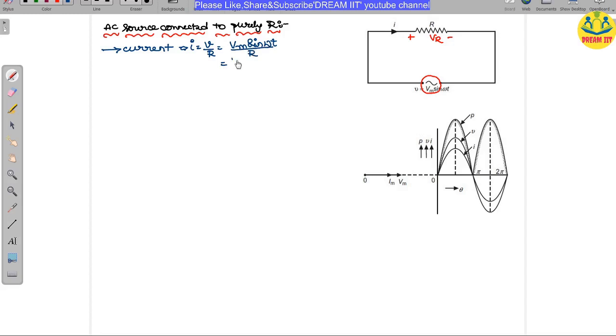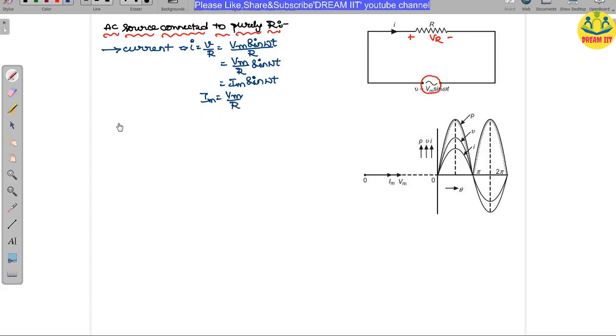So if you separate here Vm by R sin, just I am separating sin omega t, then you can write it as Im sin omega t. So what is the Im here? Im is equal to Vm by R, that is the maximum current.